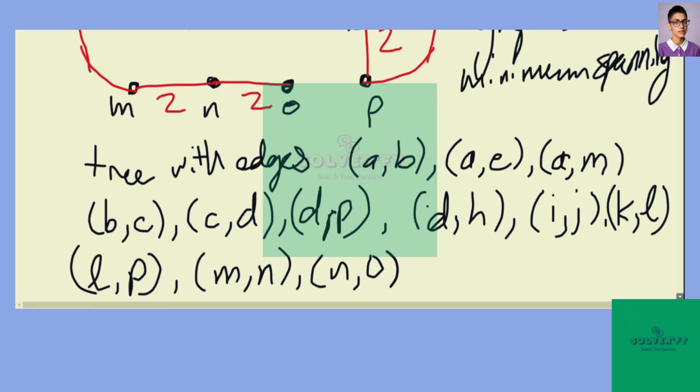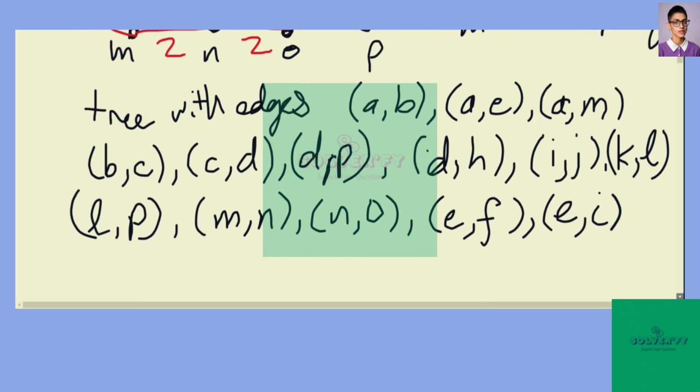And we also have EF and EI, as well as GH. So these are all the edges of the minimum spanning tree for this weighted graph.